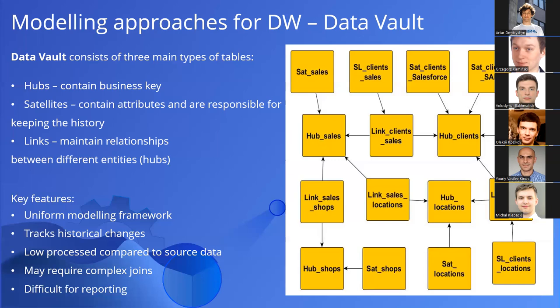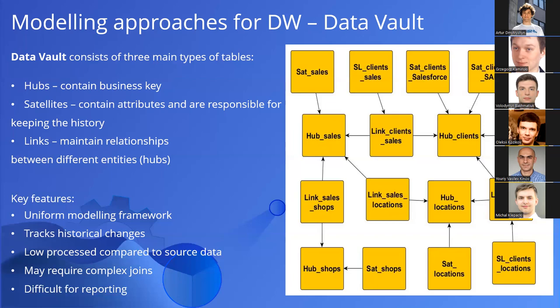So the key features of this modeling approach is that it's very uniform, right? As I mentioned, each entity is treated separately. It does track historical changes. I also heard this description: it's a low-processed model. It doesn't contain too much processing, data manipulation based on the source. So it should be pretty similar to what the source looks like.